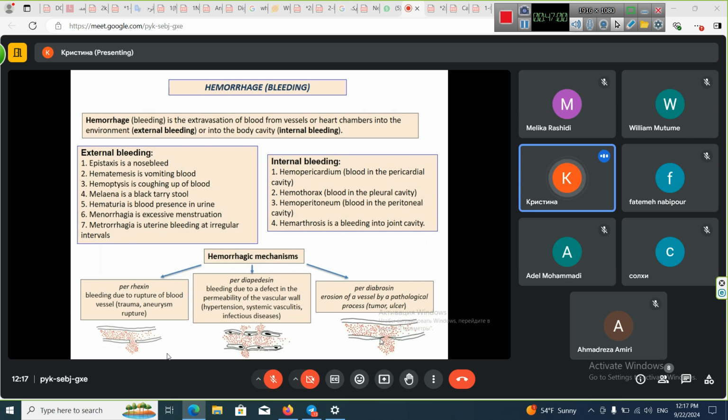disrupts the wall of the stomach and goes deeply into the wall of the stomach, where it also forms erosion of blood vessels. It means that here endothelial cells are dead because of acid from the stomach. So it can be the cause of such hemorrhage per diabrosin. So here we have the hole and blood goes out.